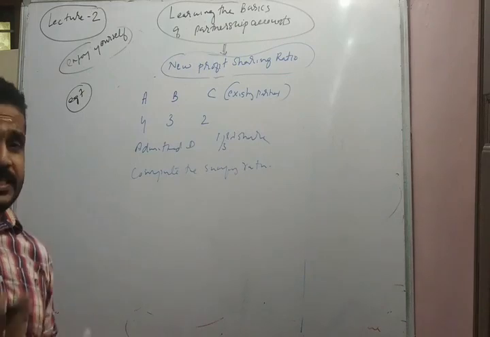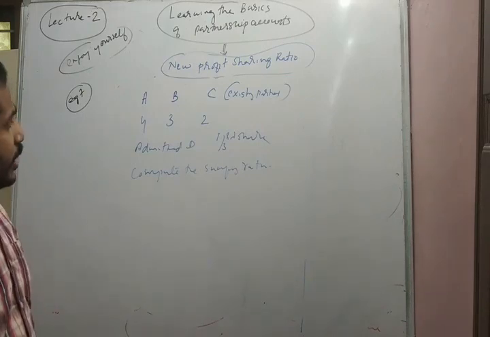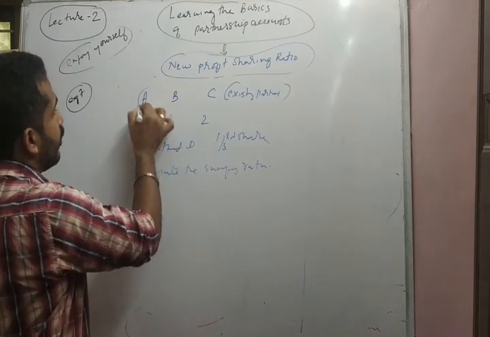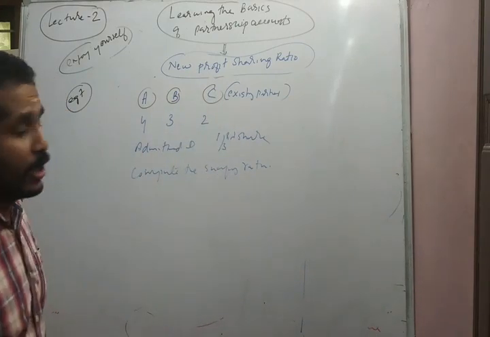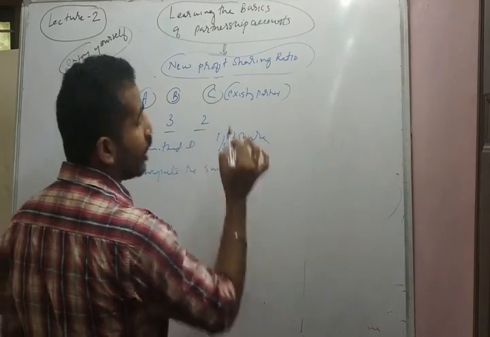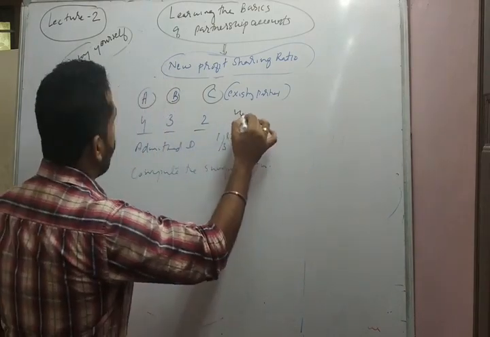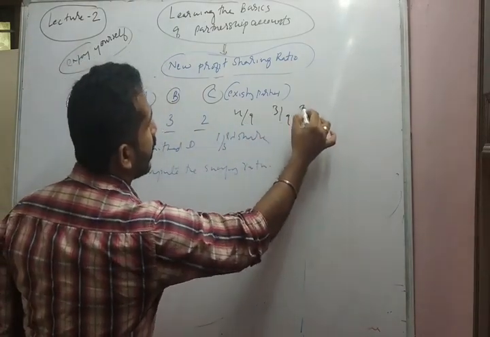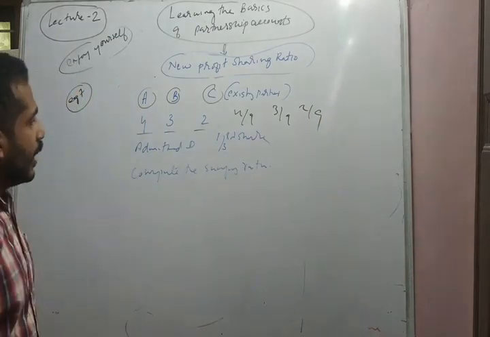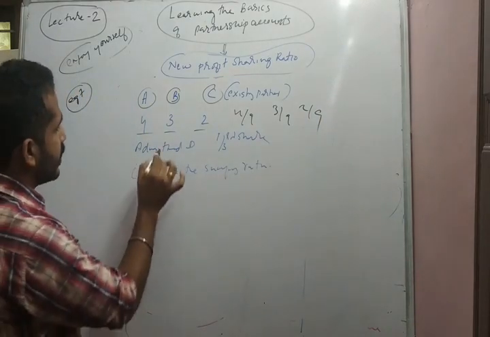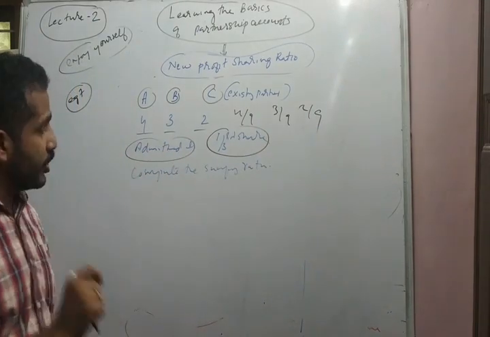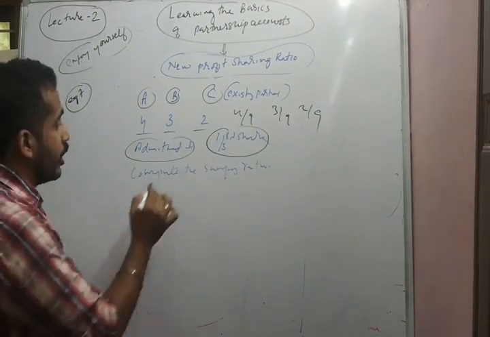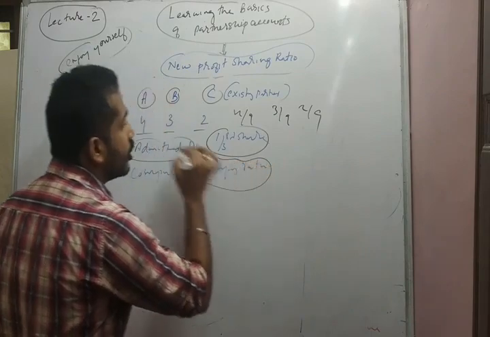This is only for the sake of understanding a shortcut method. Moving on to example 7, the seventh illustration. There are three partners, namely A, B and C, sharing profits and losses in the ratio of 4:3:2, which means 4/9, 3/9 and 2/9. And they admitted into the partnership Mr. D with 1/3 share. And you are required to compute the sacrificing ratio.